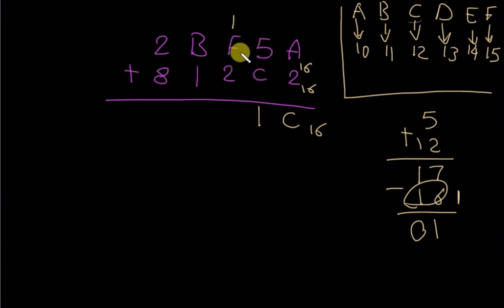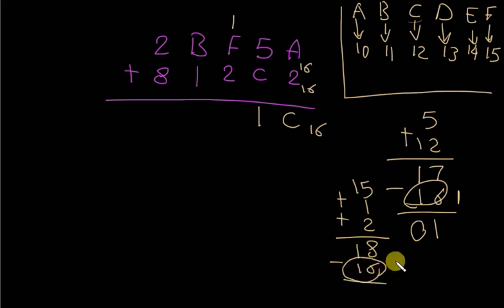So I will add 1 to F, and our F is 15, plus I have a 1 and a 2. So it will give me 18. We're taking one base 16 out of it, so I have one of these here, and this is 2 and 0. So I have a 2 here, and I have 1 carryover.